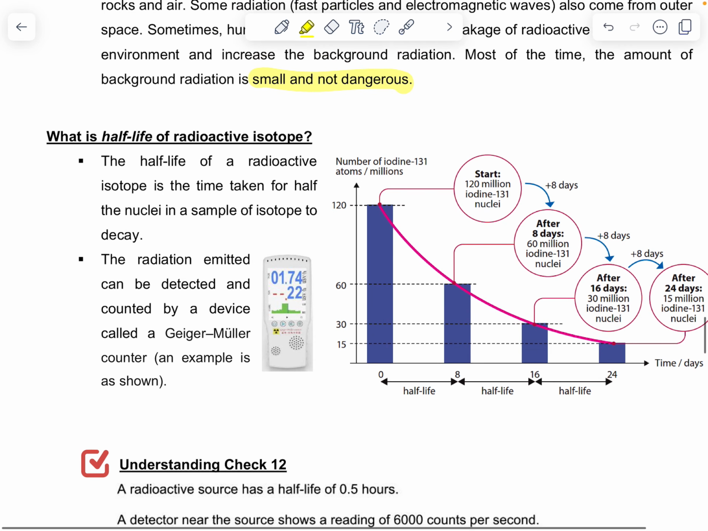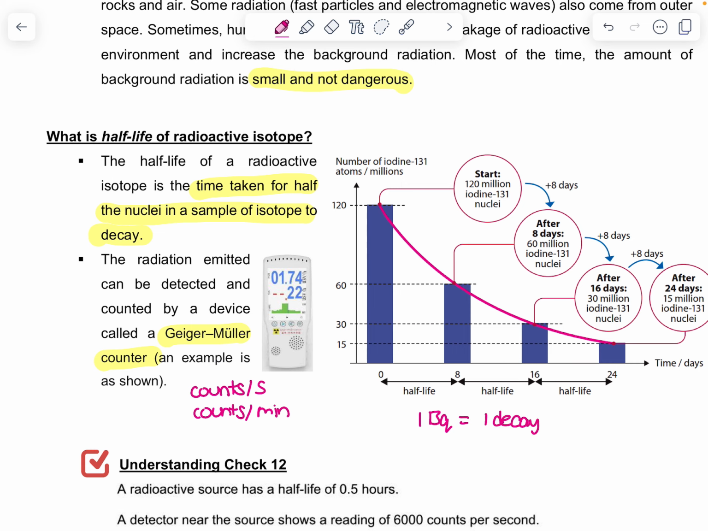What is the half-life of a radioactive isotope? It's defined as the time taken for half the nuclei in the sample of isotope to decay. This is measured using a Geiger-Muller counter, usually in terms of counts per second or counts per minute. Fewer radioactive nuclei equals lower activity, and this activity can be measured in Becquerel. So 1 Bq is equal to 1 decay per second.